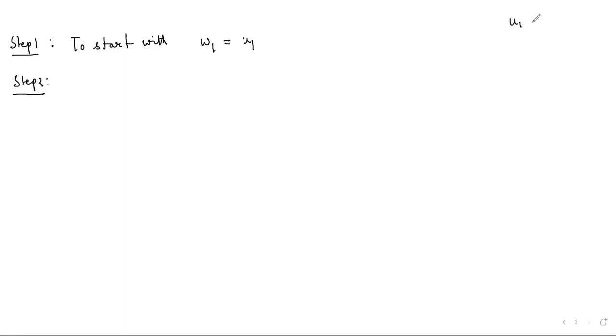Suppose we have u1 vector and u2 vector on the same plane. What we did in the previous case, we renamed the vector u1 as w1 and found the orthogonal projection of u2 along u1. Do not think about the vector w3, keep it aside. Now in step two, we are going to do the same thing that we have done in the previous two-dimensional geometry.